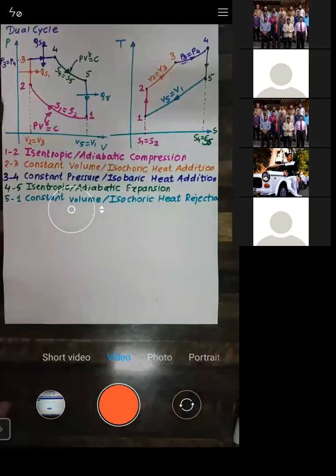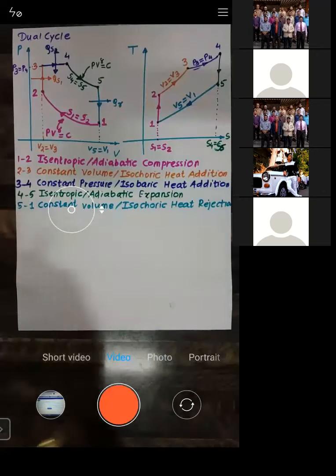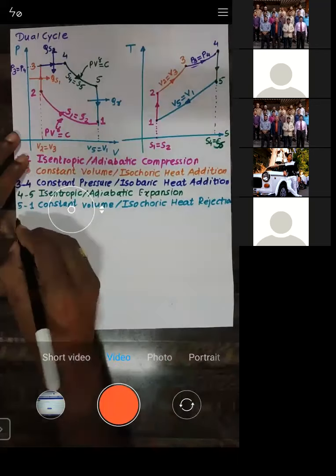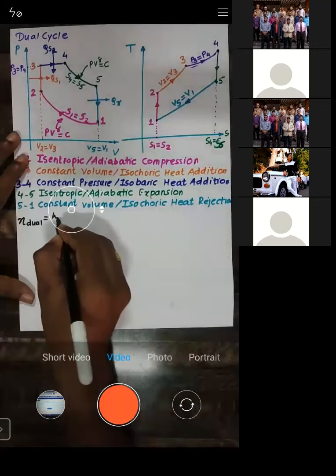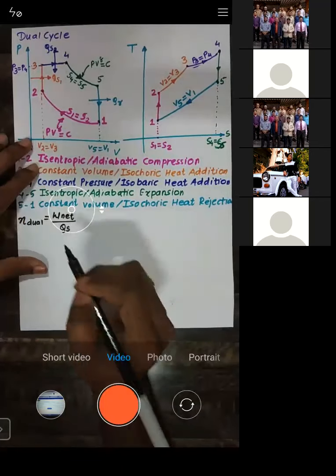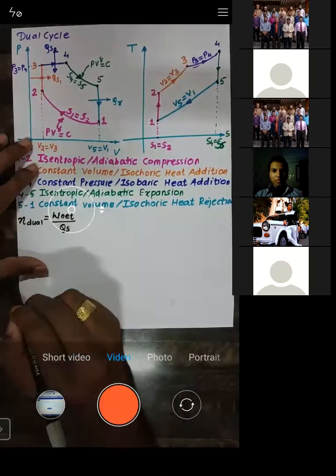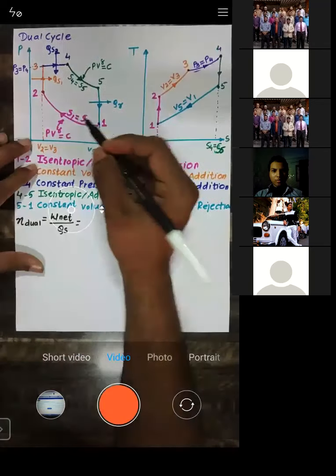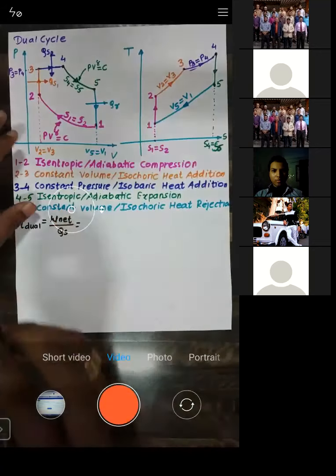Now let us move to the calculation of efficiency. How to calculate the efficiency? The efficiency of the dual cycle is given by net work upon input. It's a ratio of output by input. Output will be in the form of work, and input will be in the form of heat supplied. When we apply the first law of thermodynamics for the cycle, it says that net work transfer is equal to net heat transfer.